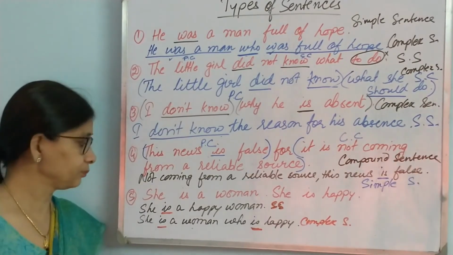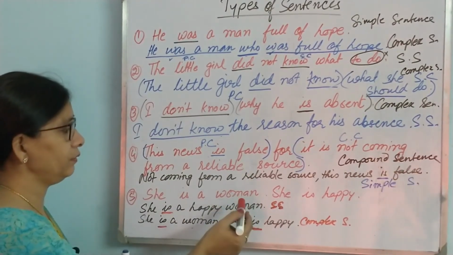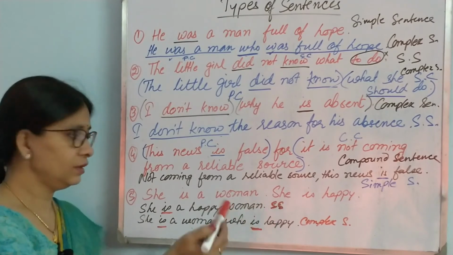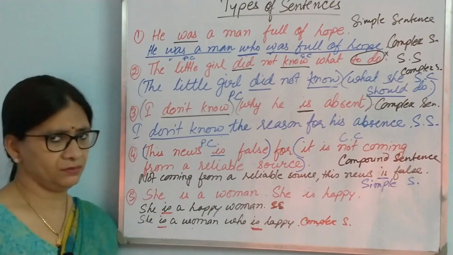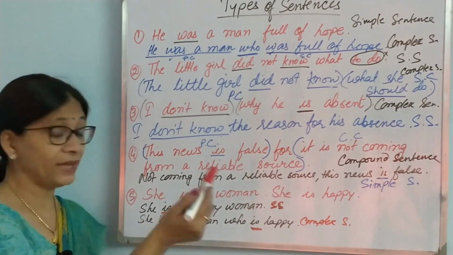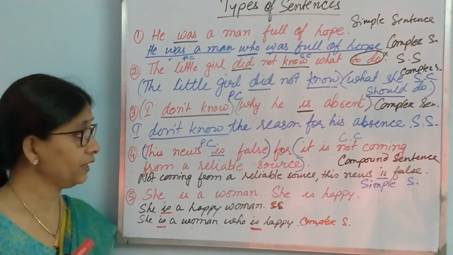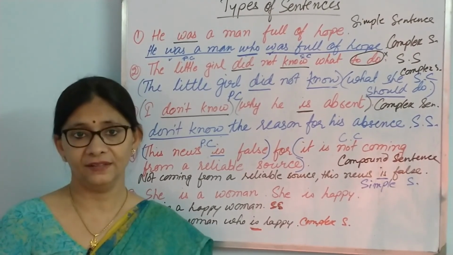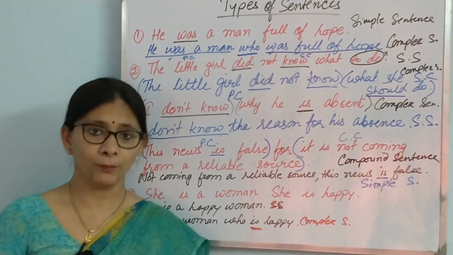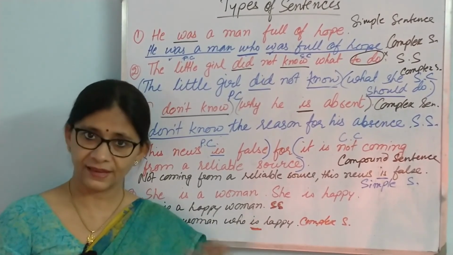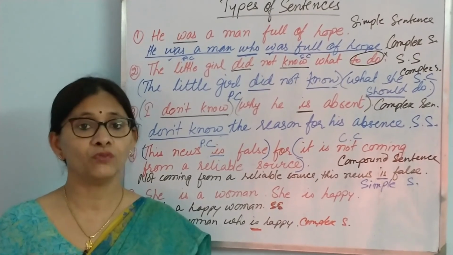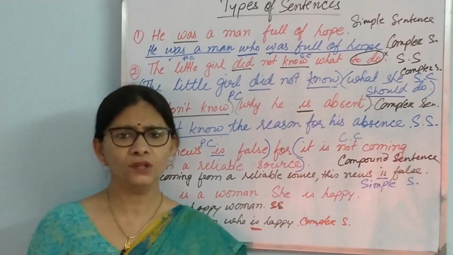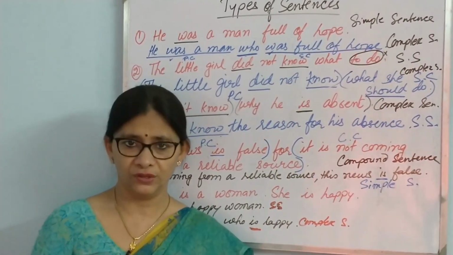Can we make it compound even? Let us see. She is a woman and she is happy. Quite fine, no problem there. So that becomes a compound sentence. Okay. So students, this is how we bring about a change in sentences. From simple to compound to complex, all these three sentences can be interchanged. This is just a way of writing sentences. All the sentences can be written in many different ways.